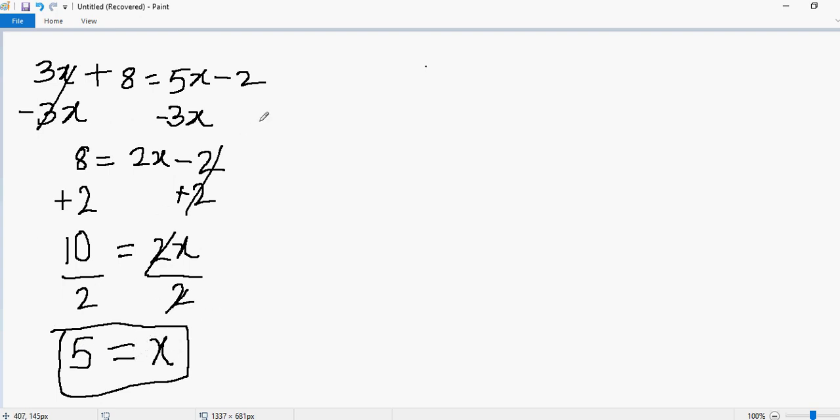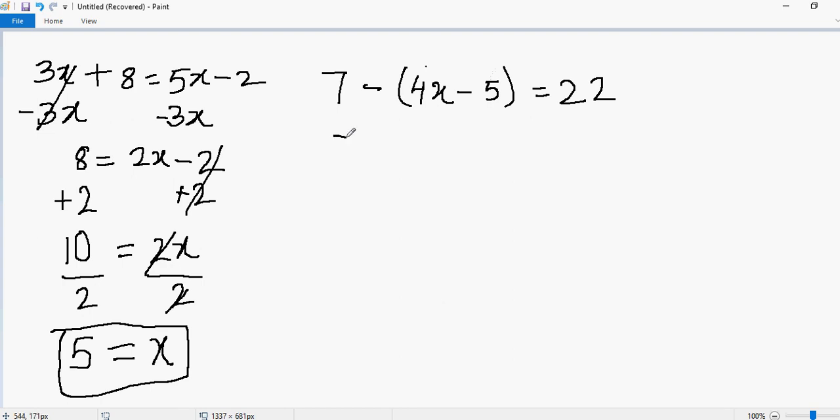Now let's look at another example. So this time I have 7 minus parentheses 4x minus 5 is equal to 22. Now how do I solve this? First of all, I have to get rid of the parentheses. That means I have to distribute the negative sign inside the parentheses.